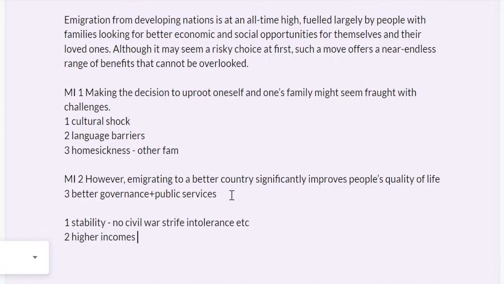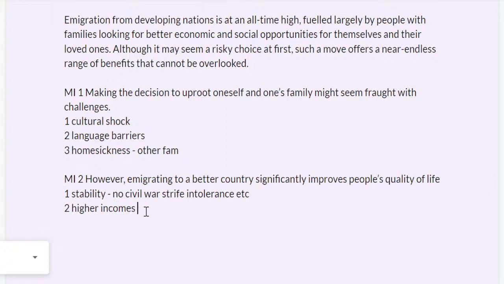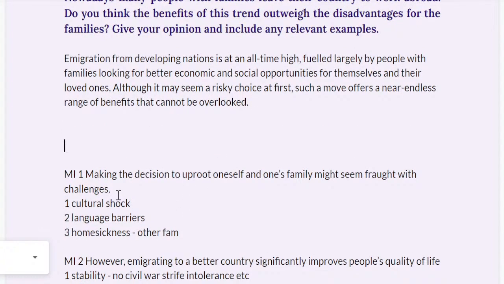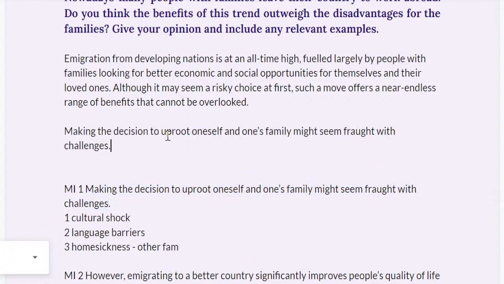Like when you think about a lot of places, they're not very stable, whether it's because of the job market or just the kind of demographics the place has, or whether they're facing civil war and things like that. So I think that's the number one reason why people move. All right, there we go. So I'm going to start my first body paragraph. I'm going to take these, put this over here. Okay, cultural shock.